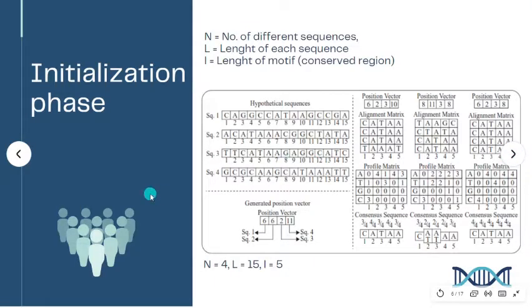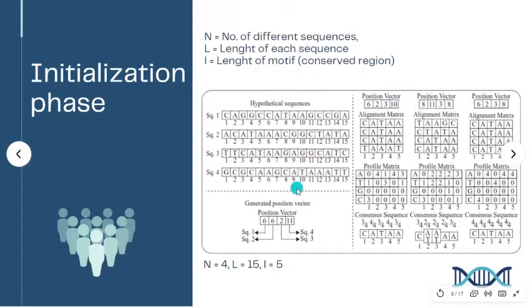So now we'll see how this ABC algorithm is adapted to our DNA and conserved regions problem. In our initial population, Rn is the number of different sequences, and in this particular case we have four different sequences. The length of each sequence is 15, as we can see, and the length of the conserved region here is 5.